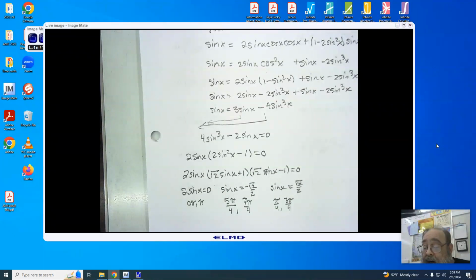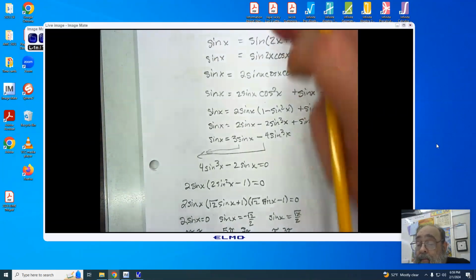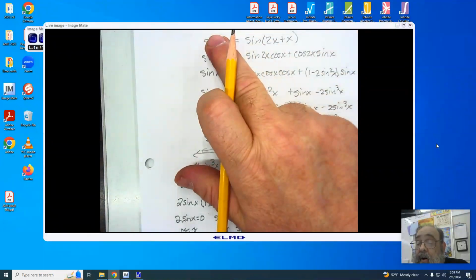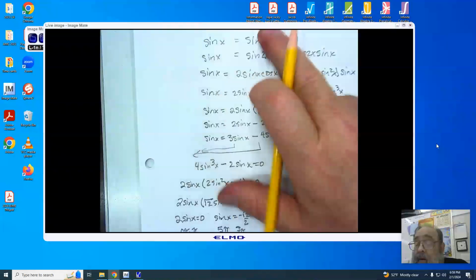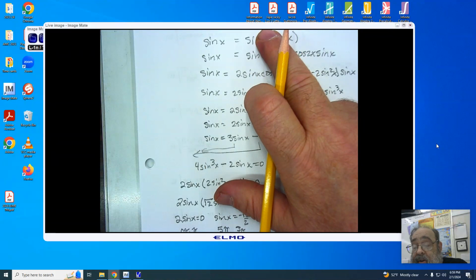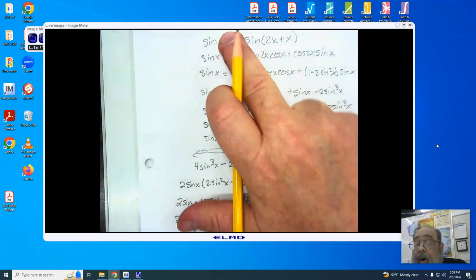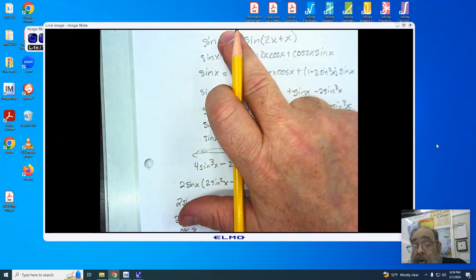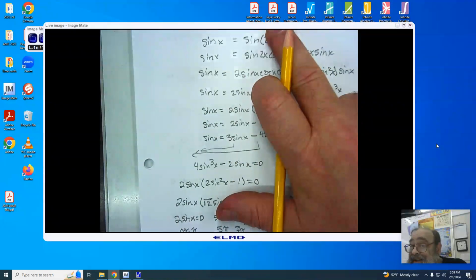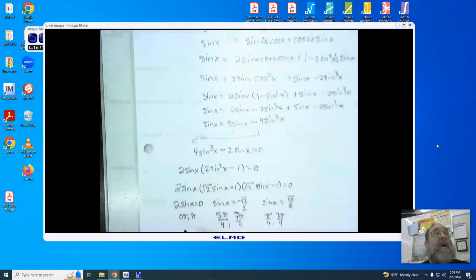I'm now going to want to check all of my answers. So I'm going back to the original. Sine of 0 is 0. Notice 3 times 0 still gives me 0. So 0 is equal to 0. Plugging in pi, sine of pi is 0. Sine of 3 pi is still 0. It is coterminal to pi. So both of these are going to work.